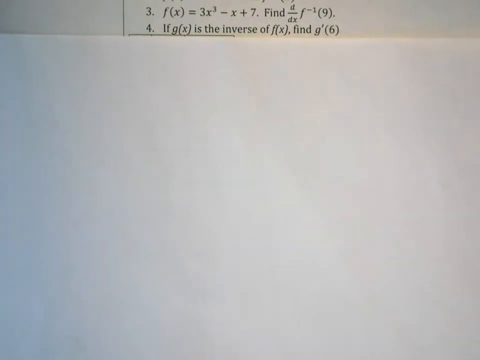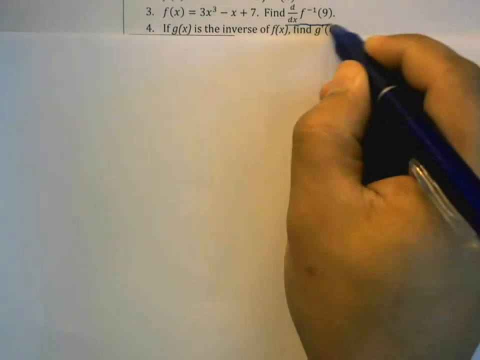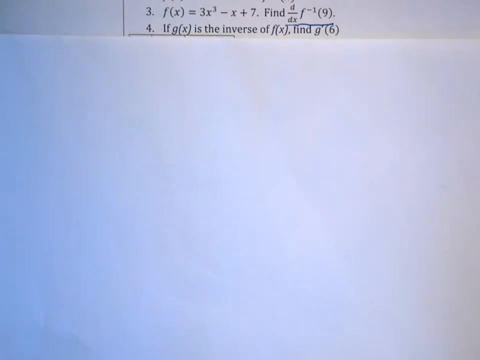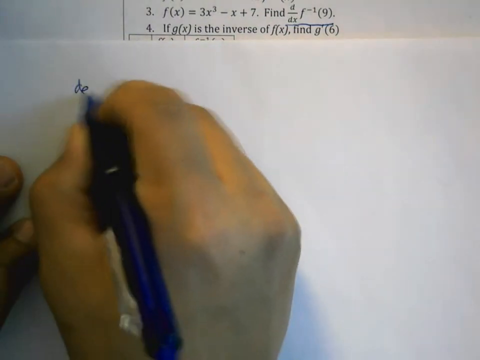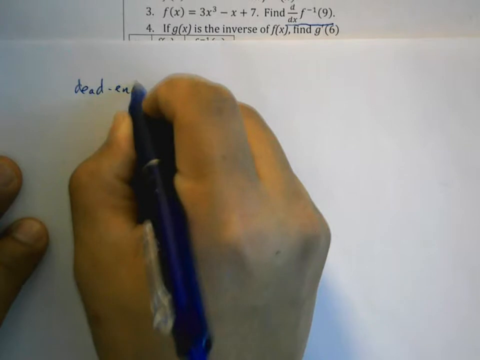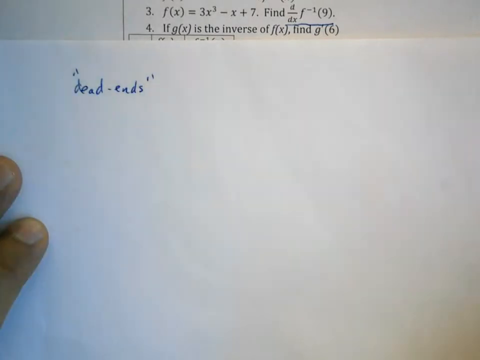Hello students, and welcome to the conclusion of the lesson on inverse functions and their derivatives. Let's take a look at example 3 here, where we're asked to find, for the first time, the derivative of the inverse at 9. Okay, so there are some dead ends here that are going to be quite difficult for you. Let me point out some dead ends so that you can see why this is very difficult.